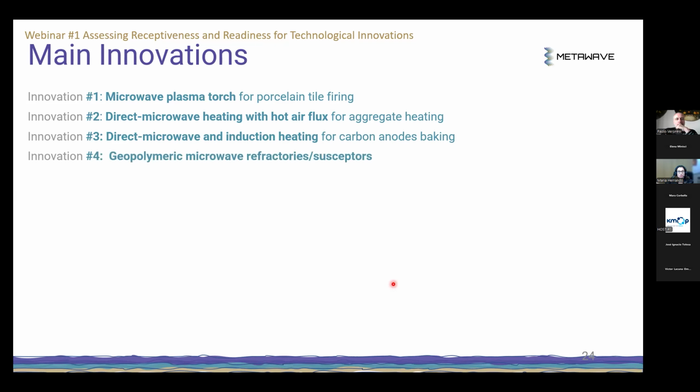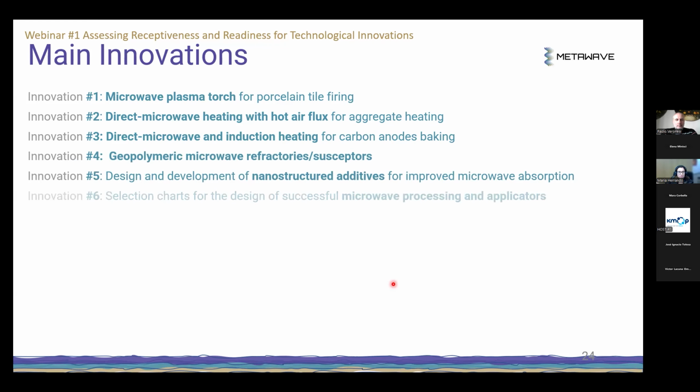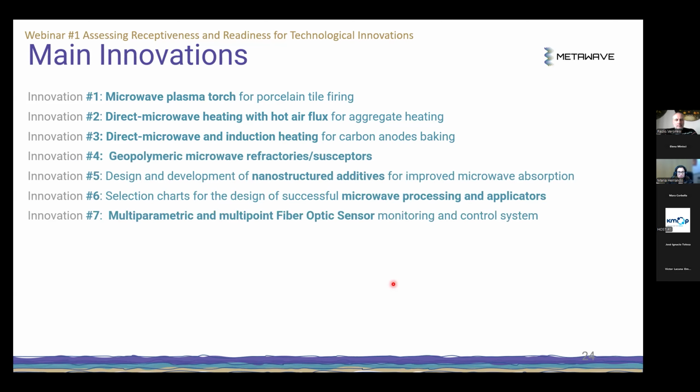And these demonstrations will also have other innovations integrated, that is the geopolymeric microwave refractories. They will also be integrated in some of them nanostructure additives to improve the microwave absorption. There's also been an innovation about selection charts for design of successful microwave processing and applicators. And then to monitor the prototypes, we will have another innovation, which is multiparametric and multi-optic fiber optic sensors and thermographic using SWIR and multispectral cameras.